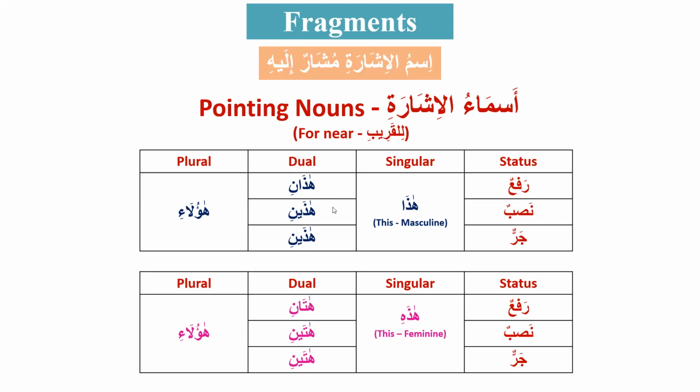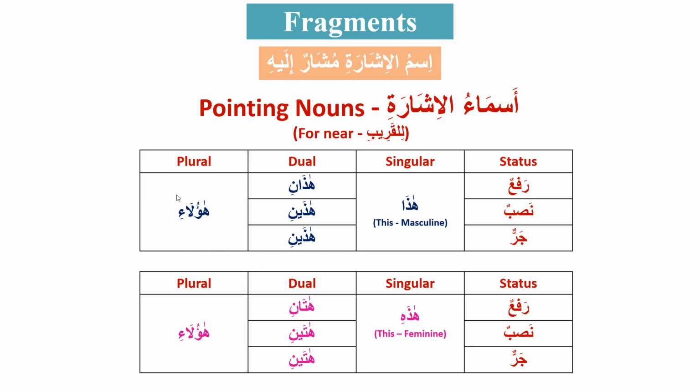Haza, hazani, hazaini, haulai. Haza means this. This is used for masculine. This is used for pointing at something. And rafa, nasab, jar, all are haza. So it is non-flexible. It doesn't show its status. But when it comes to dual, it does to some extent show its status. Hazani is rafa, hazaini could be nasab or jar, and haulai again is a non-flexible word.